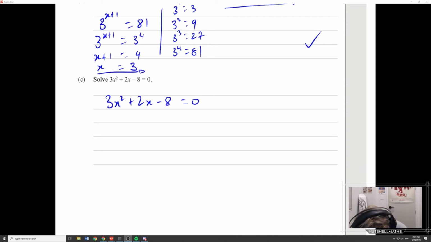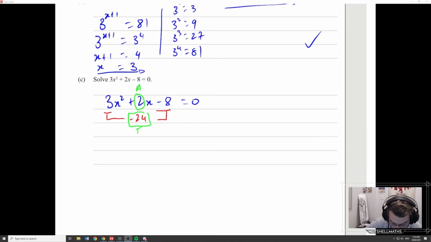So, we are going to grab the front, grab the back, and multiply these together. So, 3 times minus 8 makes negative 24. Now what I'm going to do is look for two numbers that add to make this, and times to make this. Add to make 2 and times to make negative 24. What are those two numbers, please?